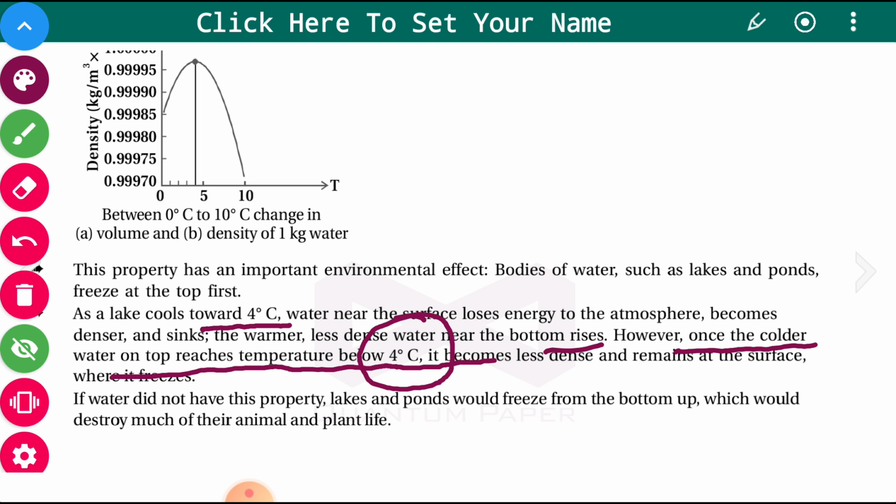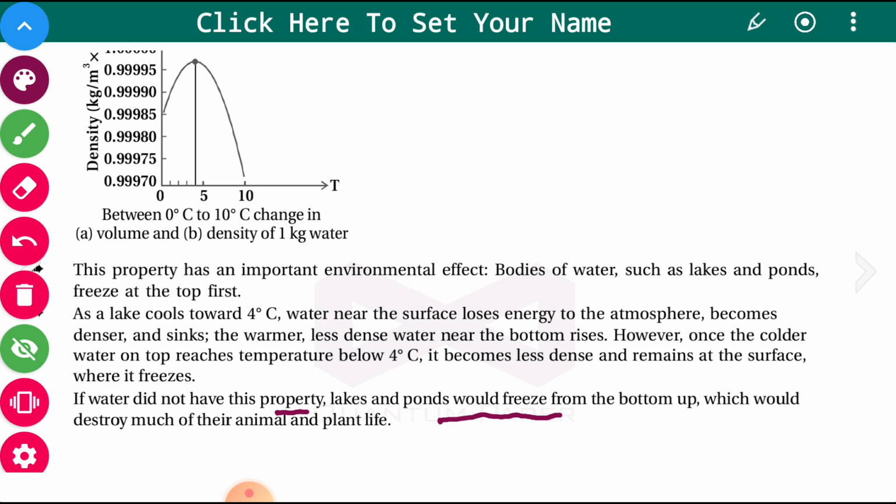Now what will happen? The water from the top will not go to the bottom, and the water from the bottom will not go to the surface. The surface water will start becoming ice, its temperature reduces and becomes 0 degrees Celsius, so that freezes. If water did not have this property, lakes and ponds would freeze from the bottom to the top, and that may destroy animal and plant life. So this property of anomalous expansion is beneficial for living organisms.